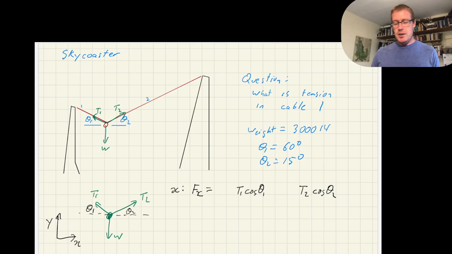The other thing we have to keep track of is the signs. So if I look at this vector here, its x component is in the positive x direction. So this should come with a plus. On the other hand, this vector, its x component is in the negative x direction. So it should come with a minus. The other equation we have is for the y component of the force. So this is going to be 0 because of the statics problem.